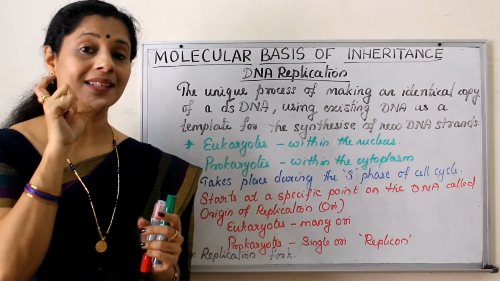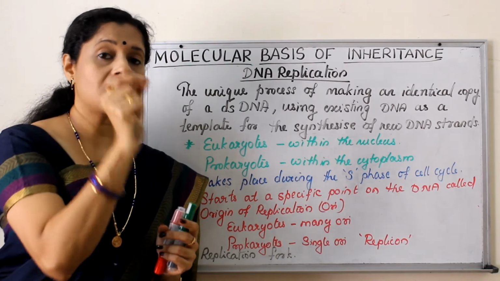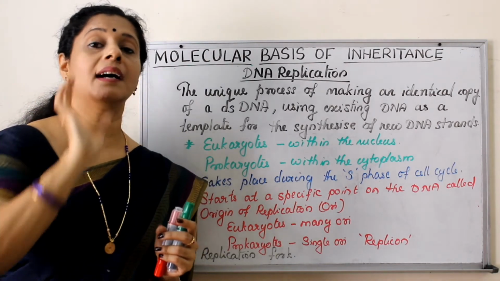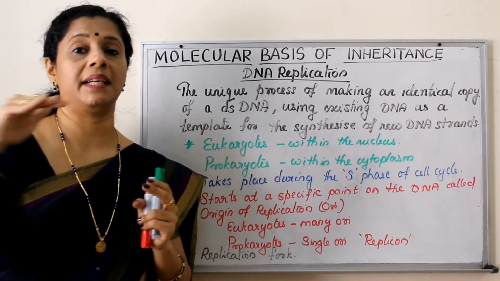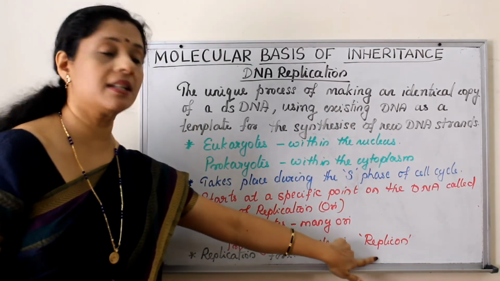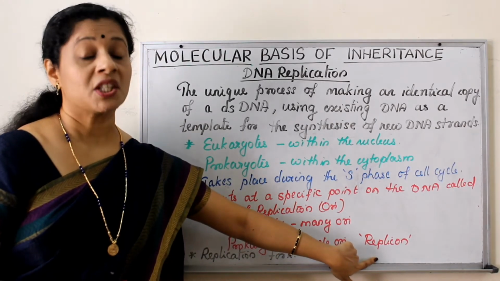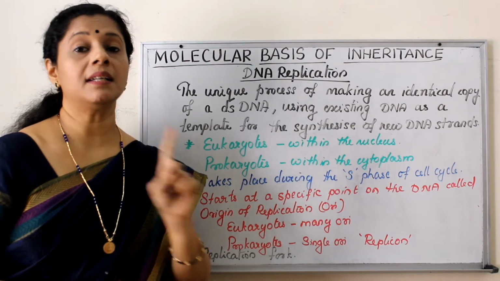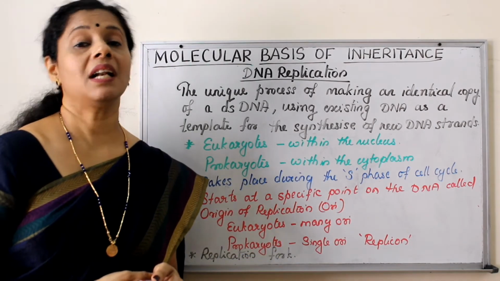But in prokaryotes, it is a single unit of replication starting from one end and ending in the other end. That means it's complete. So that unit of replication is referred to as replicon. So prokaryotes have a single replicon, whereas eukaryotes have several replicon.